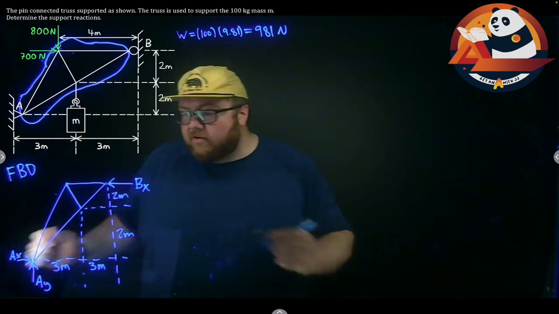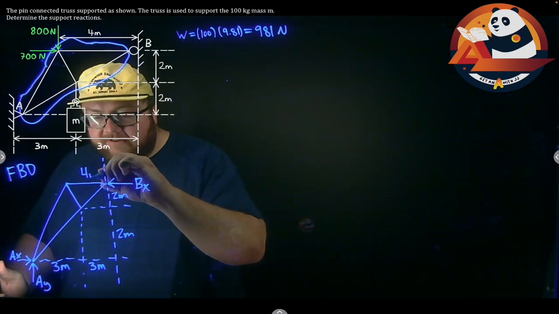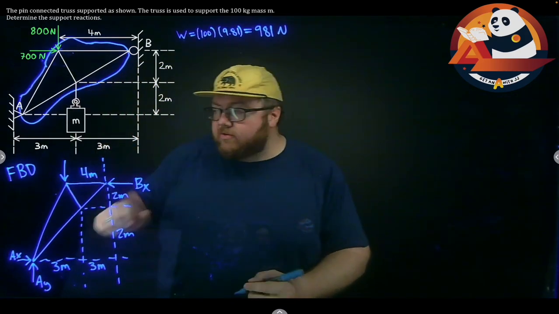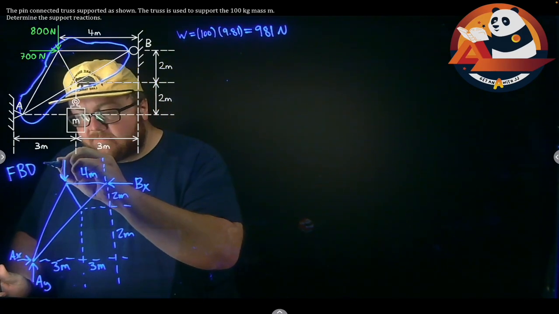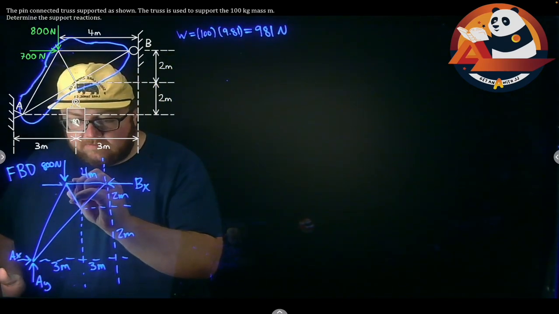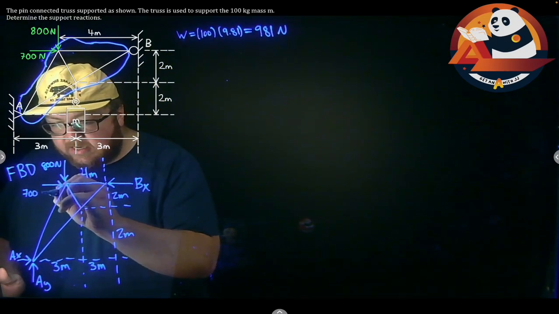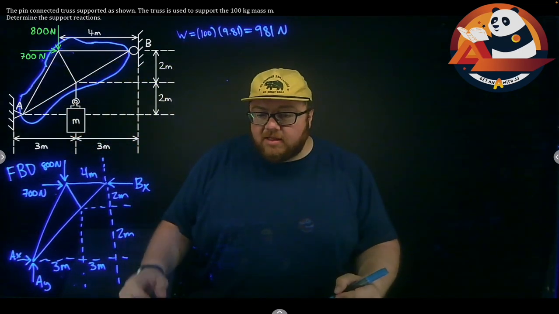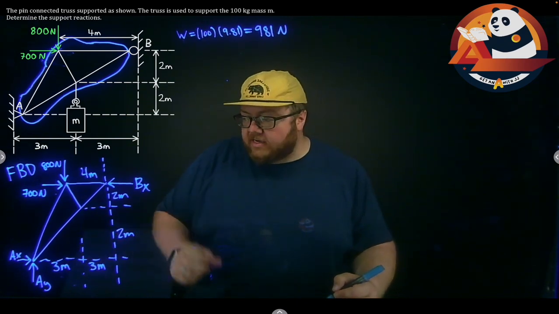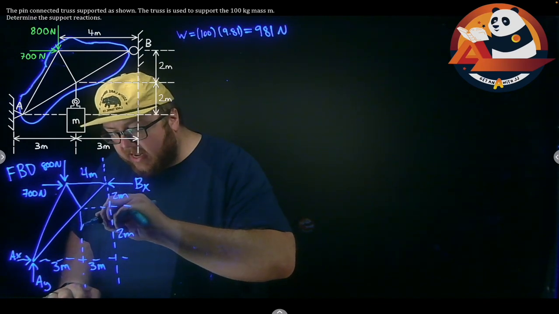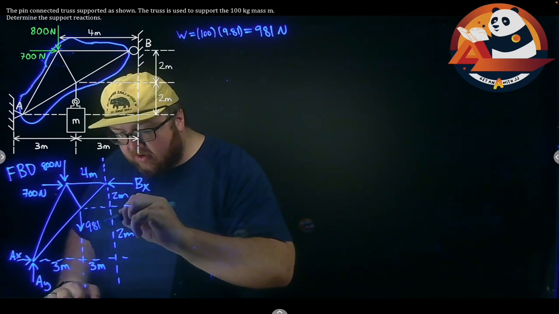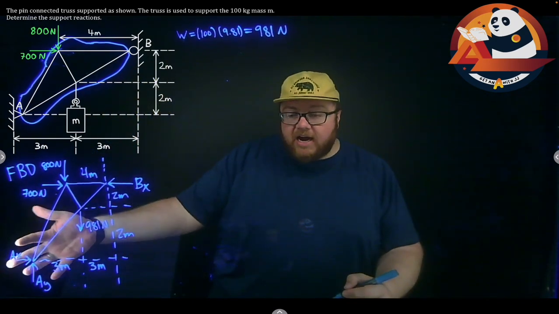At the top left corner, 4 meters to the left of B, we should have a force going down. That's 800 newtons. And one going to the right, 700 newtons. The last thing I need: I cut that cable, so let's put a force in here for our weight. Coming straight down, because gravity pulls straight down. I have the weight, 981 newtons. And that should be my entire free body diagram.